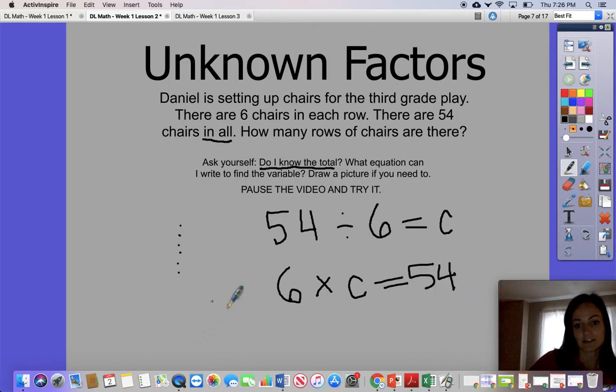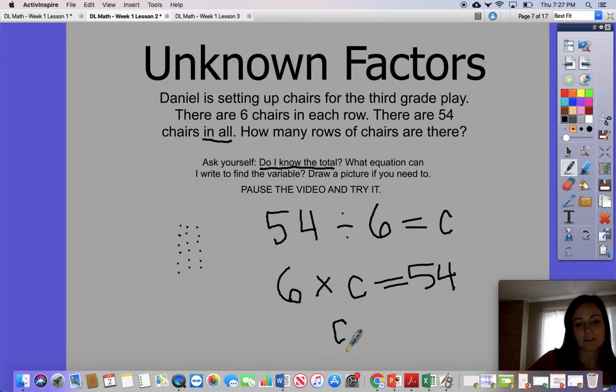You can sing your 6s. Okay? Hopefully you know that fact by now, but if you don't, you could do 6, and you could keep counting. Put 6 in each row until you get to 54. That's another strategy, okay? I'm not going to do it because it takes forever. But 6 times what equals 54?